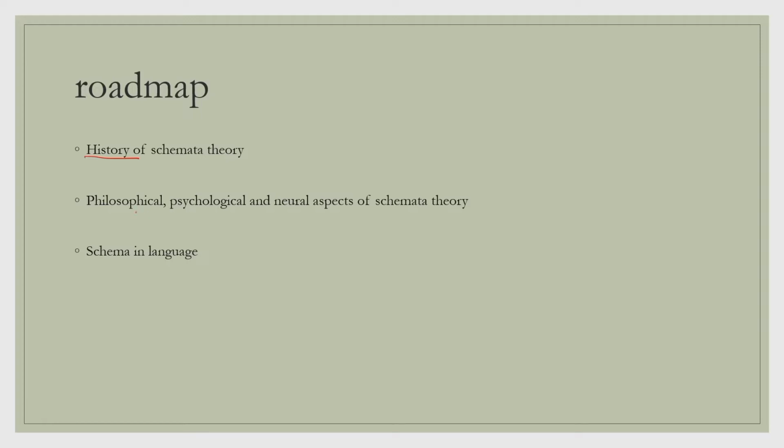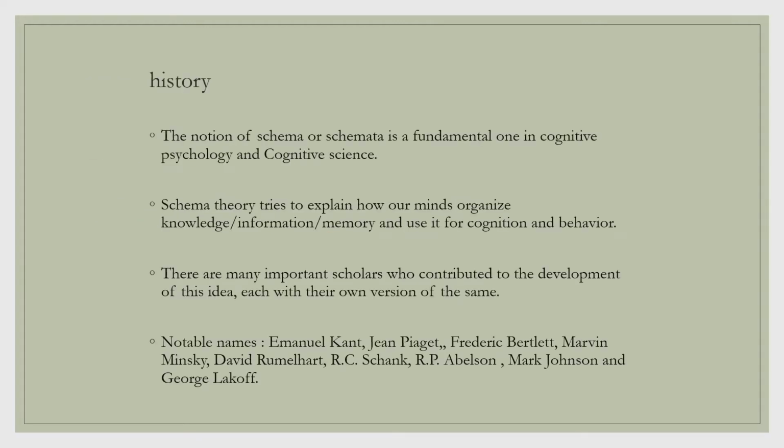And then we will look at the idea of schema or schemata from various other disciplines apart from language. Language is of course our primary focus, but we will look at the philosophical underpinning, the contribution of psychology as a discipline, cognitive psychology to be more precise, and also the neural aspect of schema theory. And then after discussing these things, we will move on to the primary object of our study, which is language. So, how schema is present in language, how we can backform from language structure to the underlying schematic representation and so on.